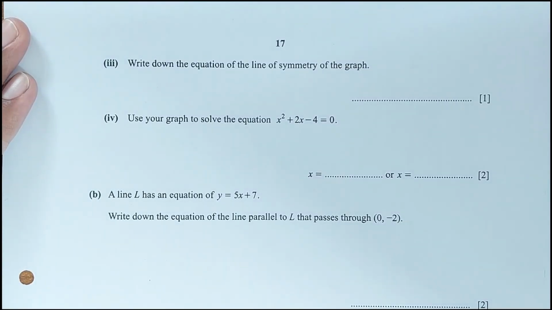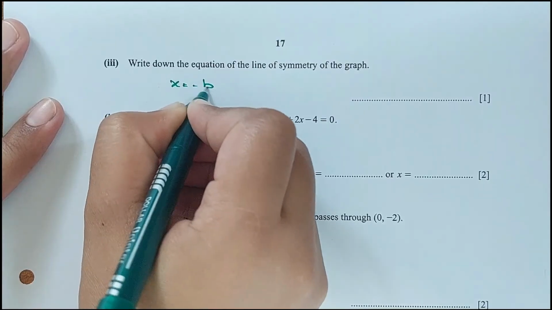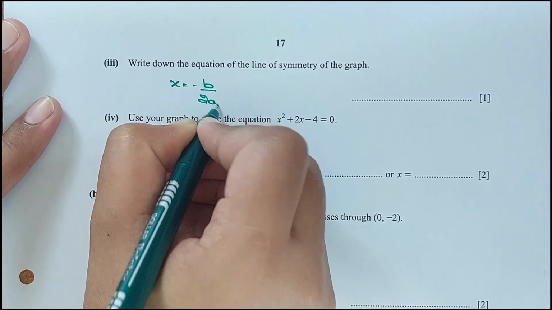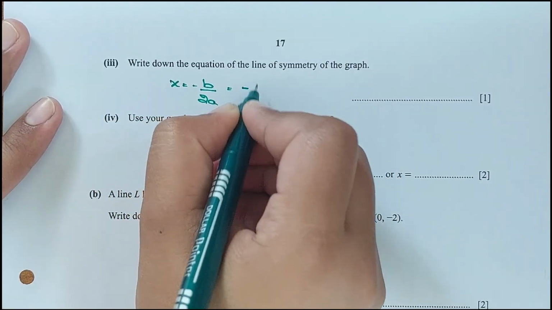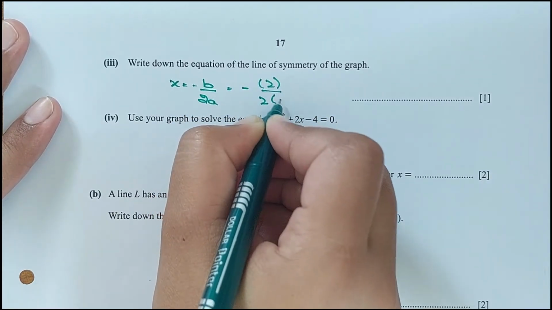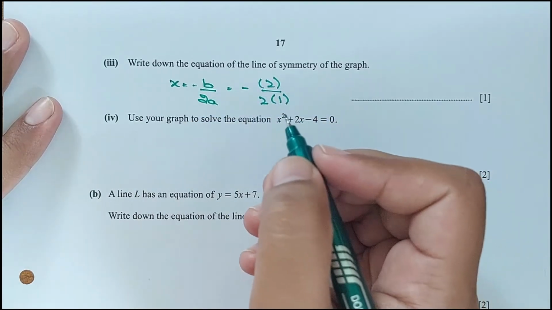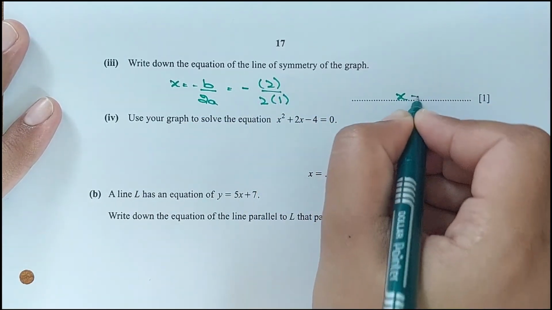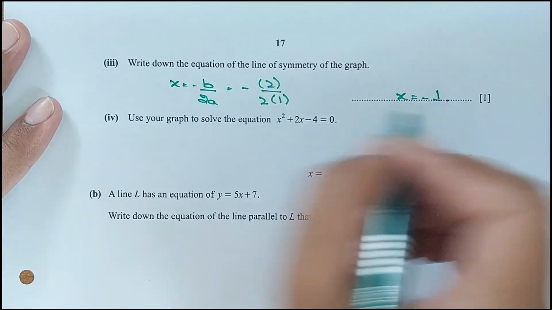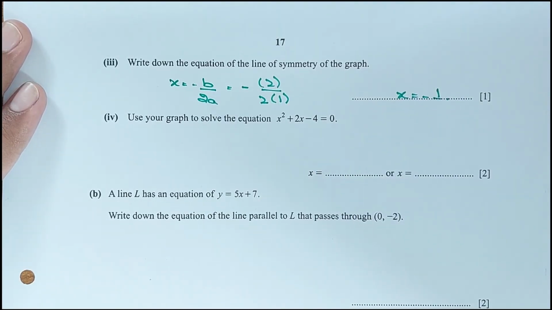Now for part 3, write down the equation of the line of symmetry of the graph, which is x equals -b/2a. So we have minus, the b value is 2, over 2 times a, which is 1. So the 2 cancels with 2, giving -1. x equals -1 is the equation of the line of symmetry.